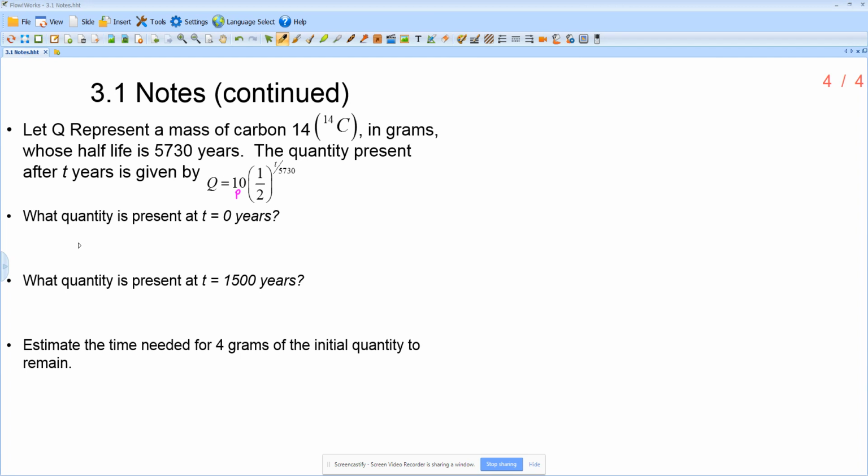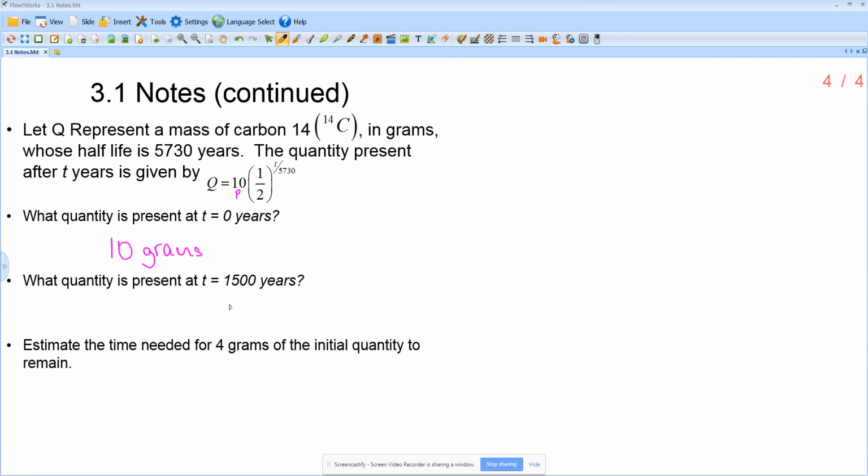What amount of carbon is present at T equals 0 years? So you could think about this conceptually, or you can actually substitute it in. If I substituted 0 into this, I'd get 1/2 to the 0 power. 1/2 to the 0 power gives me 1, and 1 times 10 is 10. So 10 grams. You can also say at 0 years, I have not yet started to decay. So when I said that I had 10 grams here, that's how much I'm going to be starting with.